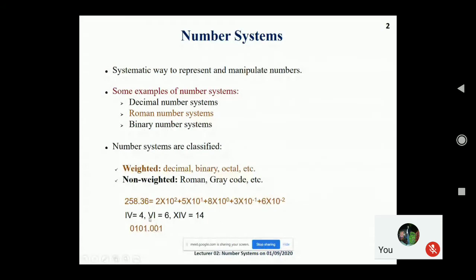And we have conversion procedures: binary to decimal, decimal to binary, binary to hexadecimal, and so on, but Roman numbers we are not actually using. So for the time being, just ignore this one. And all other numbering systems we can convert to each other.